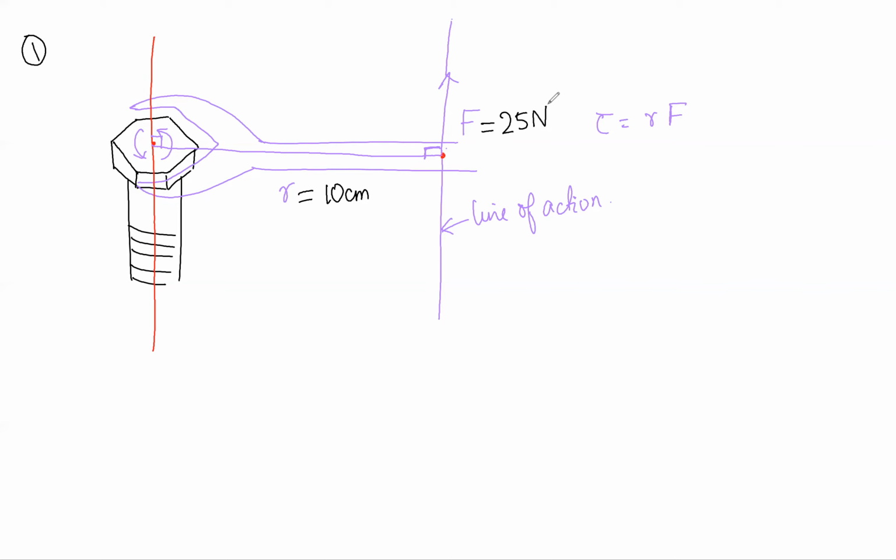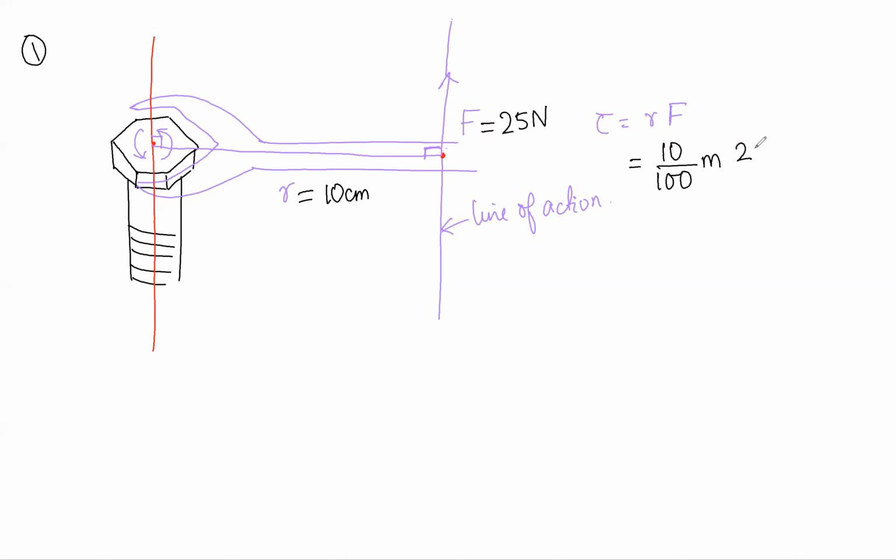Direct example. So what is the value of torque? Always remember to write R in SI units. So R is 10 divided by 100 meters, and force is equal to 25 Newton. The product of this is 2.5.